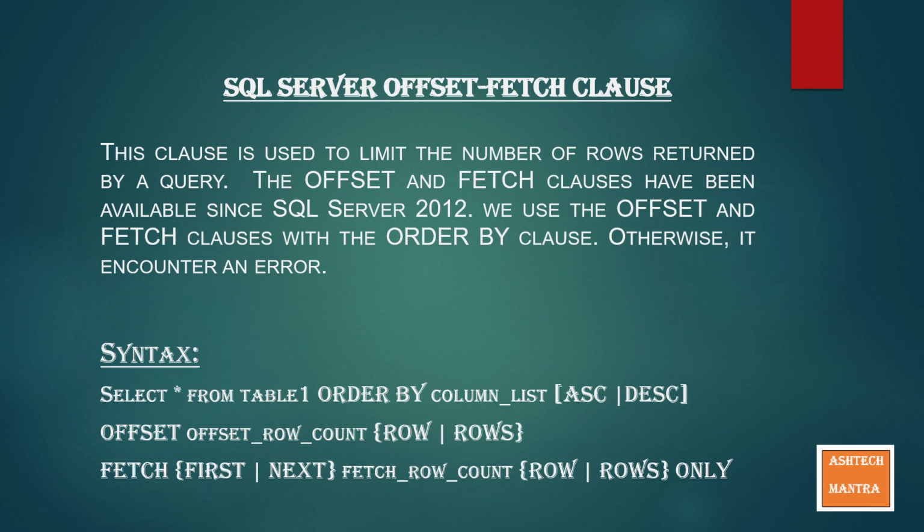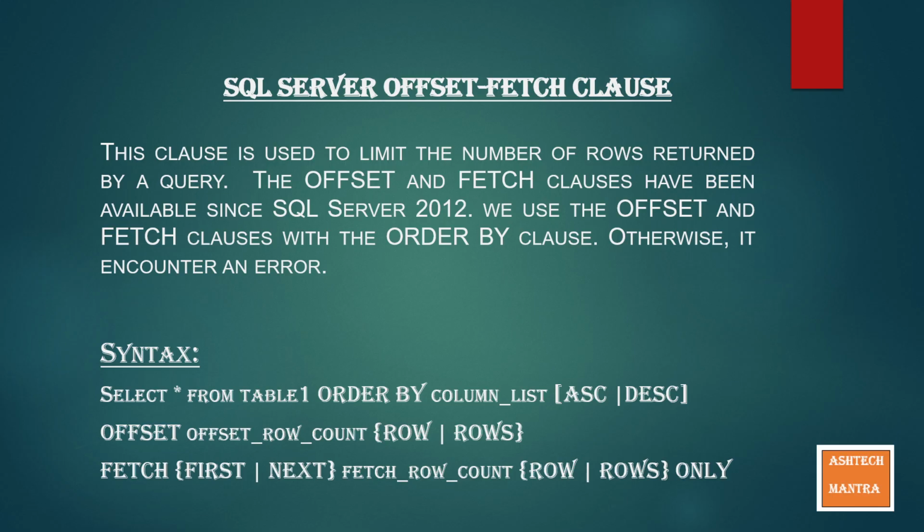The OFFSET and FETCH clause has been available since SQL Server 2012. We use the OFFSET and FETCH clause with the ORDER BY clause. It means it is mandatory to use the ORDER BY clause when we are using OFFSET and FETCH. If we are not using it, then it will encounter an error.